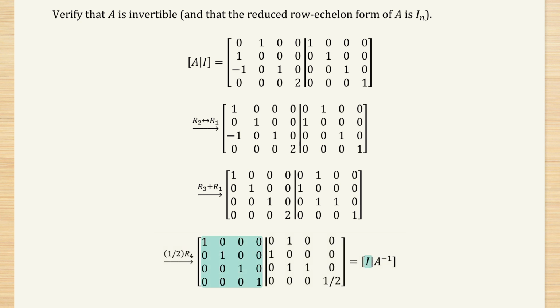And we see that the A side does turn into the identity, and the side that used to be the identity is now the inverse of A. We're able to verify that yes, the reduced row echelon form of A is the identity, and that A is invertible.